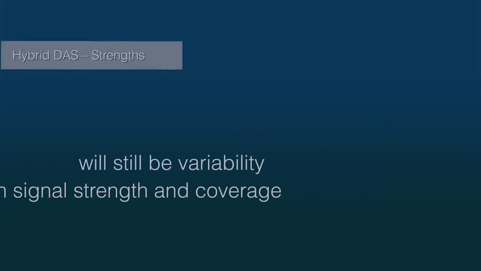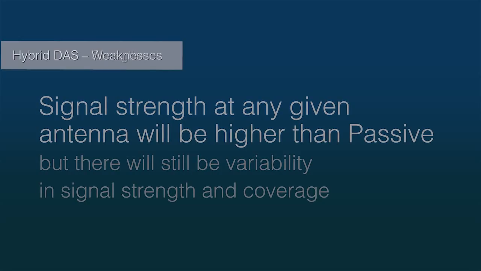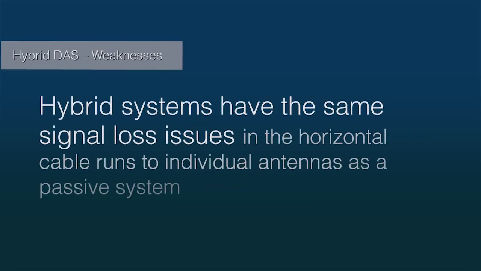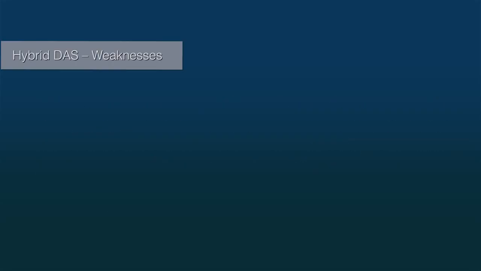On the strengths, signal strength at any given antenna point will be higher than passive, but there will still be variability in signal strength and coverage. On the weaknesses, hybrid systems have the same signal loss issues in the horizontal cable runs to individual antennas as a passive system. They're also more difficult and expensive to install due to their heavy and rigid cabling that may require special cable raceways or hangers.